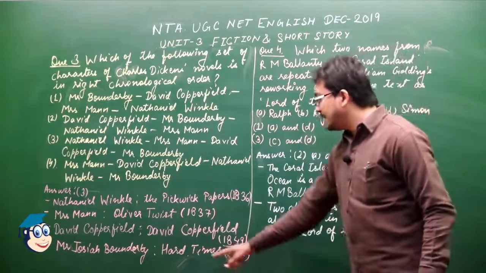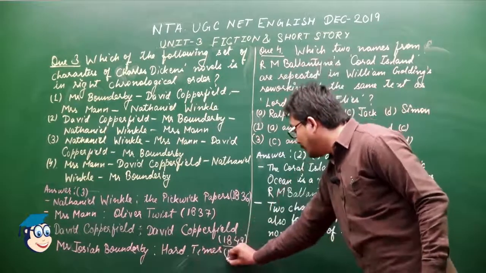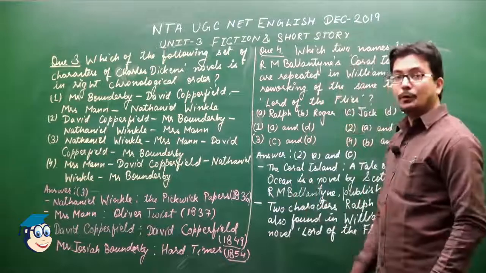Josiah Bounderby from Hard Times. This novel was published in 1854.